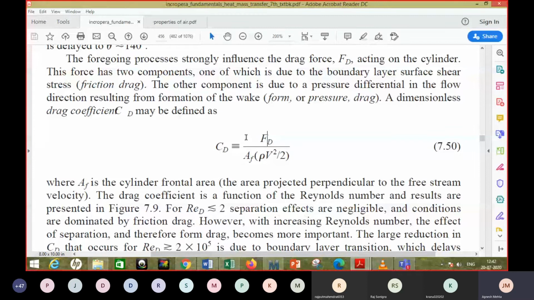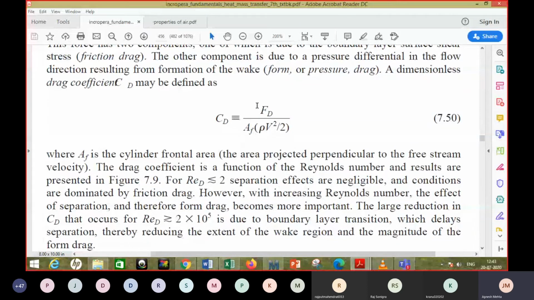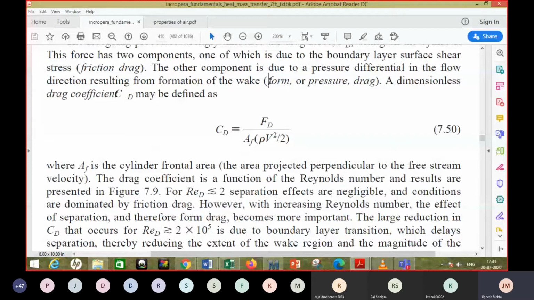But here there is another component which is also playing a role, and it is called form drag, right? That is the resistance offered by the shape of the object, and the sum of both of them together makes the drag force. It's not called friction coefficient anymore. Now it will be called drag coefficient, which combines the effect of the friction as well as the form drag.